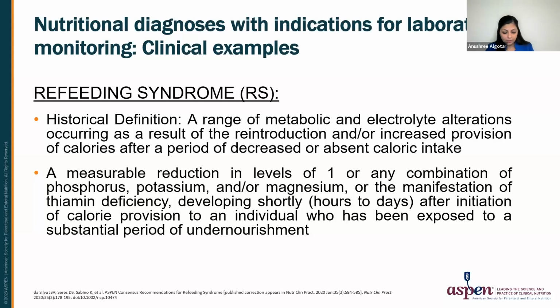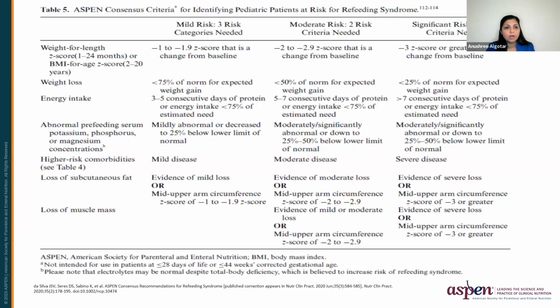An ASPEN working group has suggested the following consensus definition: a measurable reduction in levels of one or any combination of phosphorus, potassium, and/or magnesium, or the manifestation of thiamine deficiency developing shortly after initiation of calorie provision to an individual who has been exposed to a substantial period of undernourishment.